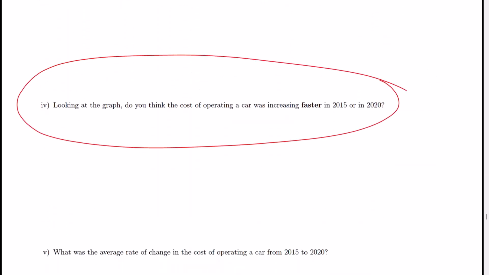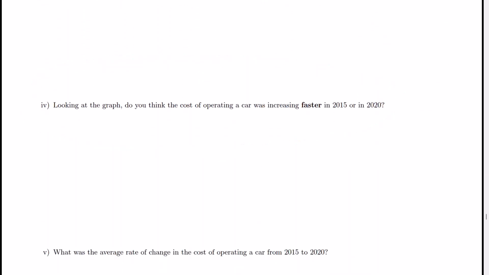Anyway, that's the slope of that line, so let's continue and now talk about the next part of the question, which is, looking at the graph, where do you think the cost is increasing faster, in year 2015 or in year 2020?